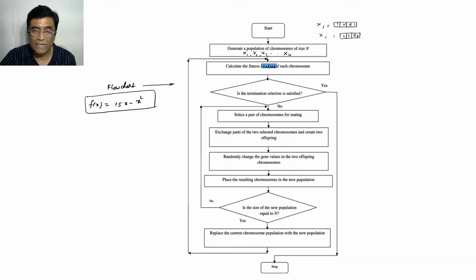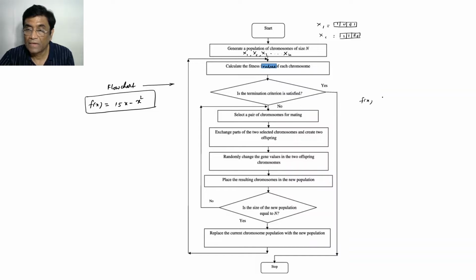But if it is no, then select a pair of chromosomes for mating. Okay. Then exchange parts of the two selected chromosomes and create two offspring. Okay. And then randomly change the genes of the offspring, and then you create fresh chromosomes, and you test again against that fitness function, and you continue to do that till you are not getting appreciable changes in the fitness values. That means, it is a search algorithm, right?